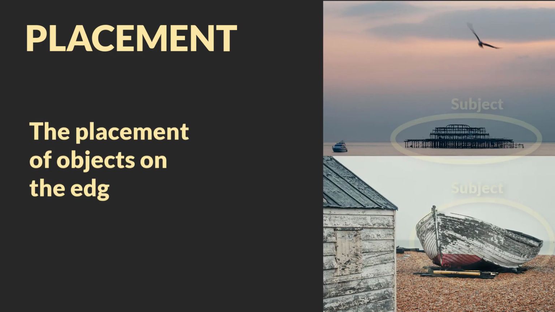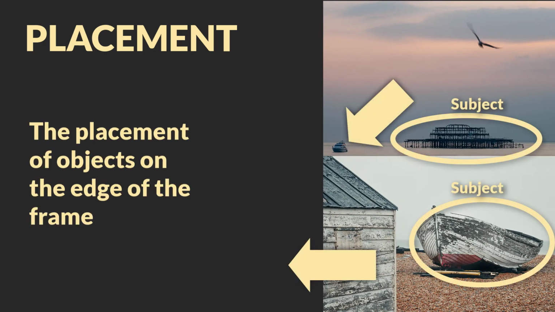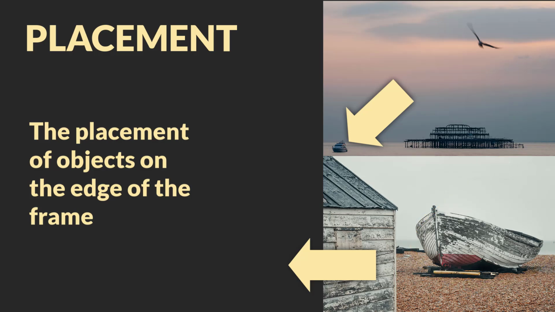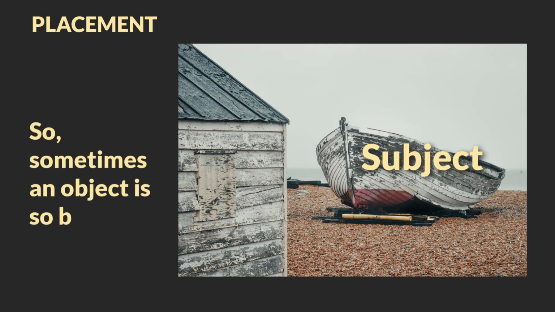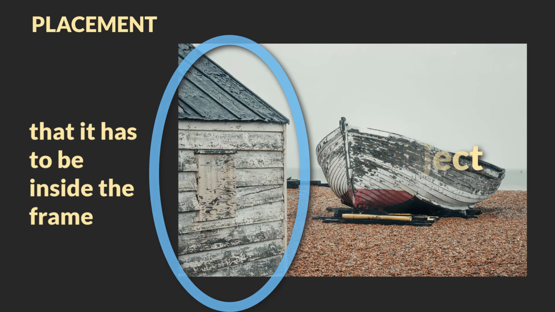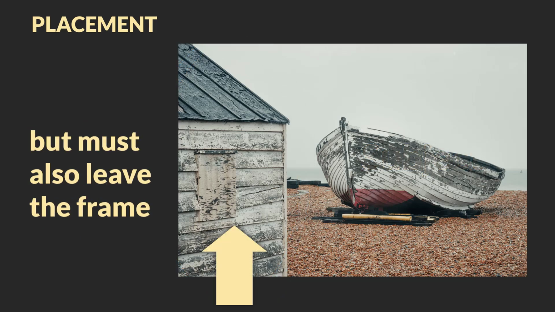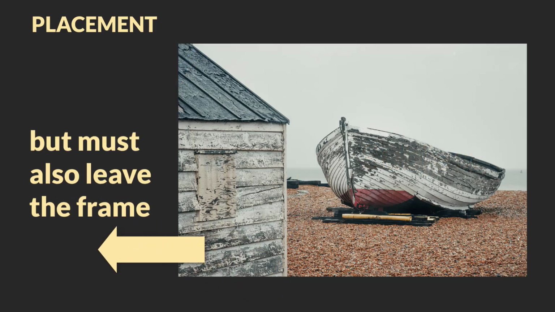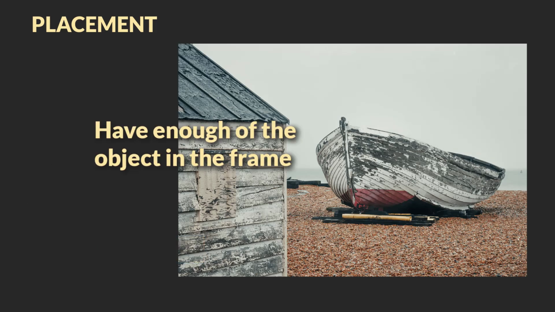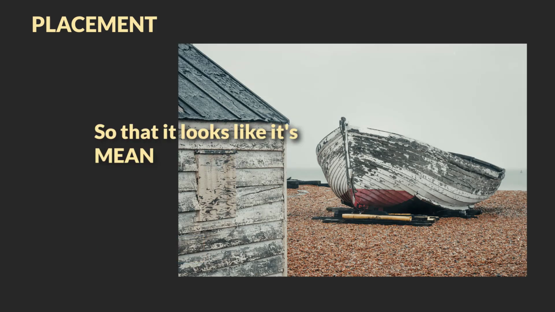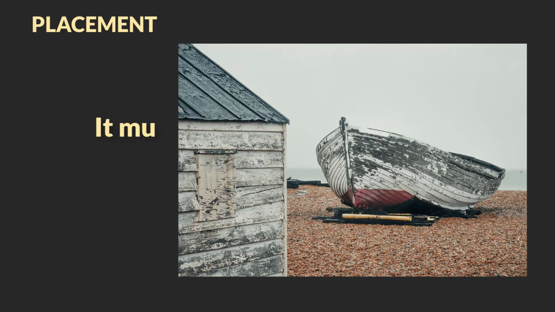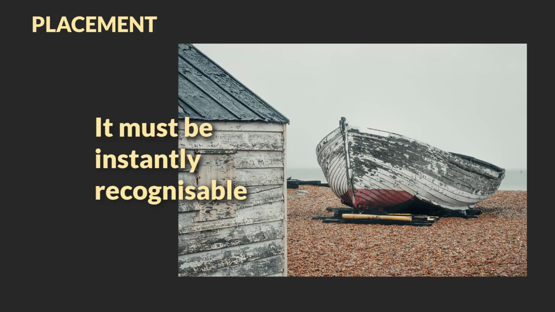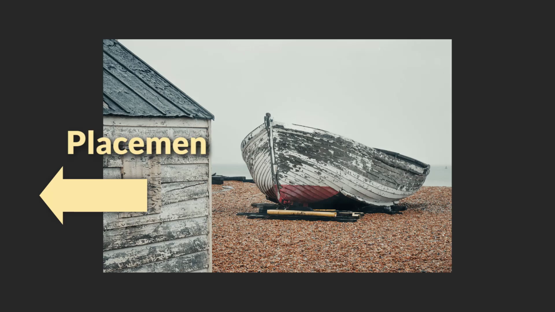Placement is the placement of objects on the edge of the frame, which is an important decision to make when composing images. So sometimes an object is so big that it has to be inside the frame, but must also leave the frame. And the trick here is to have enough of the object in the frame so that it looks like it's meant to be there. And also that it's instantly recognizable to the viewer. Anything that is unrecognizable will jar with the viewer of an image.